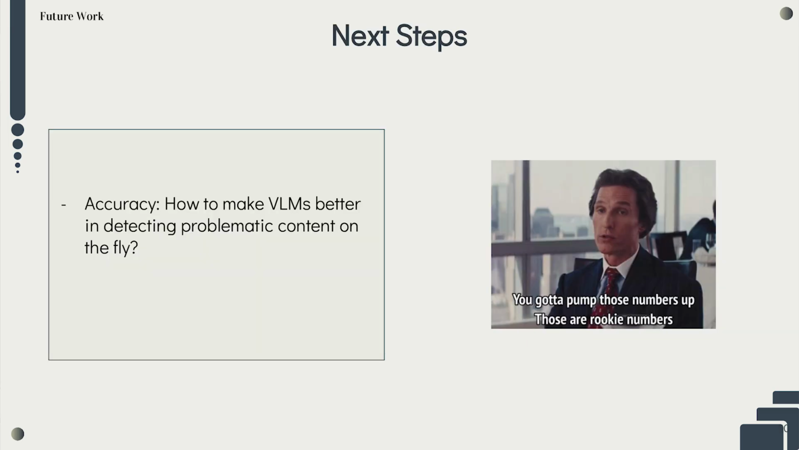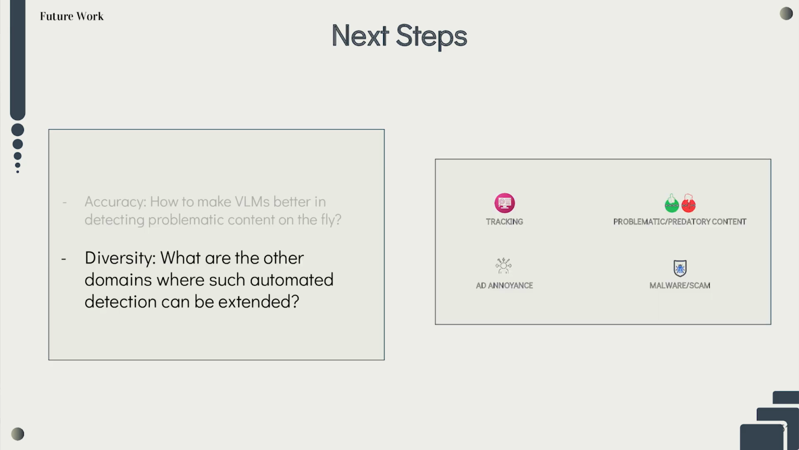So this brings us to the next steps, as in how can we go ahead, because this accuracy might be wonderful, but it's not industry grade. If we want to implement this model at a large scale, we need higher accuracy. Accuracy is one aspect, but we also want to look into diversity, as in content is one part, but what are the other domains where this automated detection can be extended?